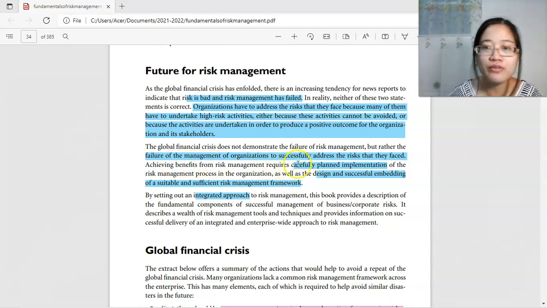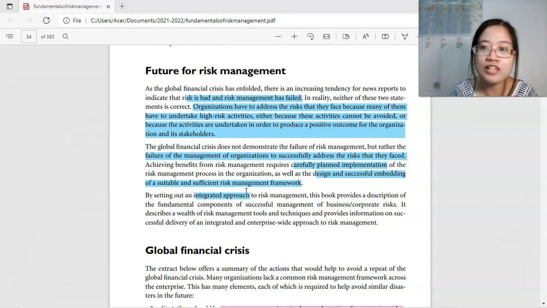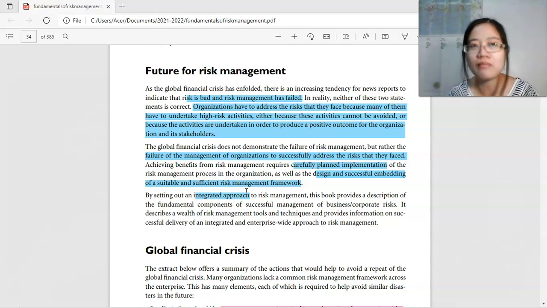It would require carefully planned, proper implementation, syempre, design and successful embedding of a suitable and sufficient risk management framework. Ayan, tapos ay integrated approach na dapat naka-embed na sa business processes ng organization. So, kumbaga, let's say, merong isang taong may sakit, binigyan ng gamot, diba? Tapos, ito namang taong to, hindi maayos yung pag-intake ng gamot. Let's say, pinapainom sa umaga, may kasabay na ibang gamot, pinaghalo-halo. Meron pala siyang consequence. Kasi diba merong gamot na hindi pwedeng pagsabayin.